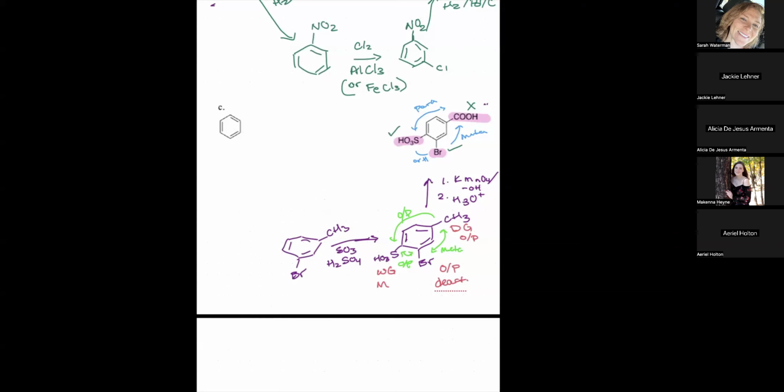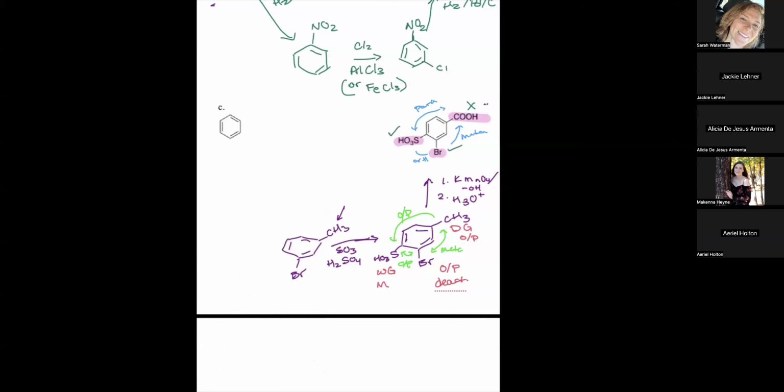So we've reduced one and we've gotten rid of another one, right? So now what? What's next? We've already decided that this is going to donate in an ortho and para position as a deactivator, but our methyl group is in neither an ortho nor a para position. So these two are meta from each other, which means that this had to have been at one point a what?